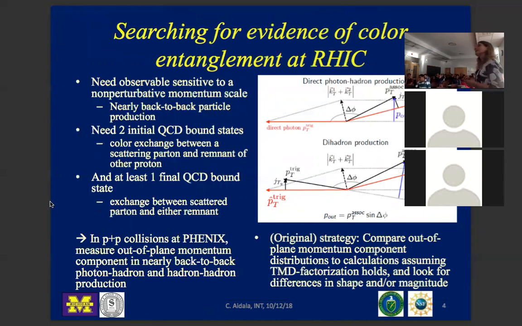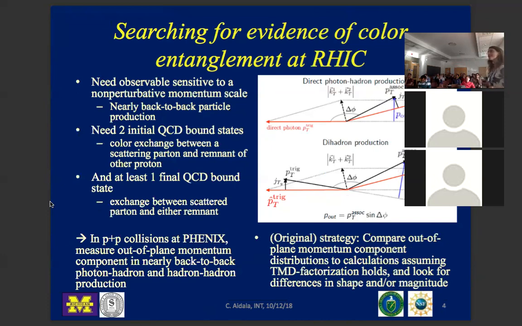You need an observable sensitive to a non-perturbative momentum scale. So we decided to look at nearly back-to-back particle production. You're looking at the out-of-plane momentum component of, say, one particle with respect to the other to get sensitivity to a non-perturbative transverse momentum scale. You need two initial QCD bound states because you need color exchange between a scattering parton and the remnant of the other proton. Obviously, RHIC works for this as a pp collider. And you need at least one final QCD bound state to have the exchange between a scattered parton and a remnant. Right, you need this gluon exchange in both the initial and the final states.